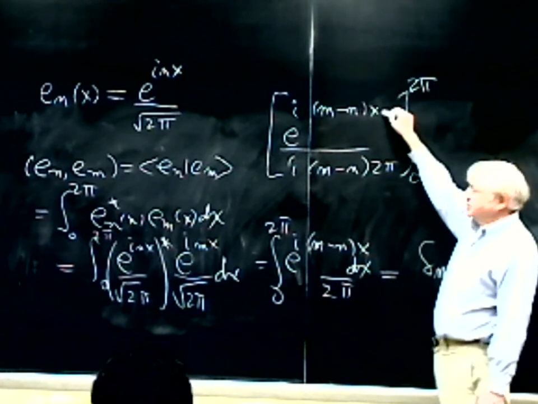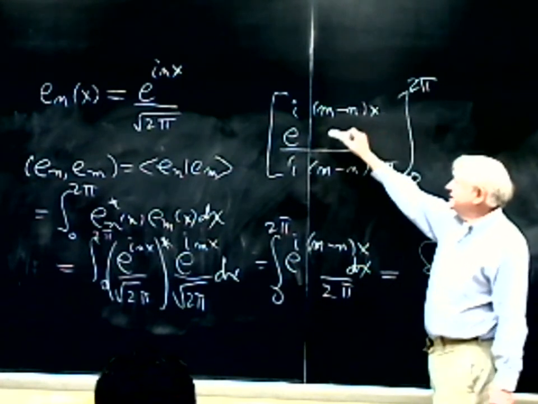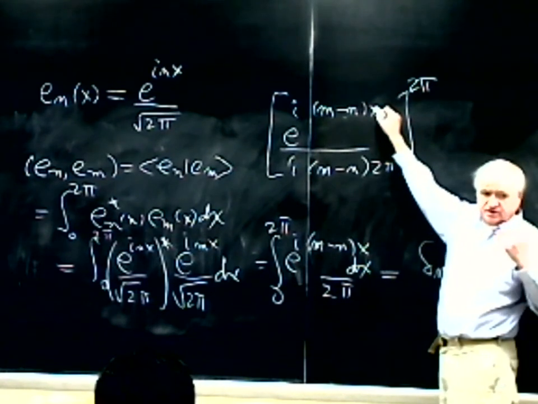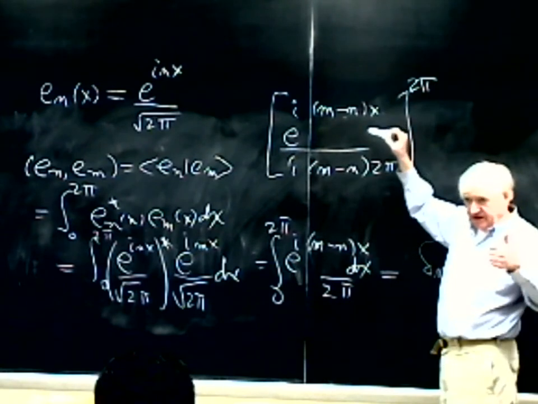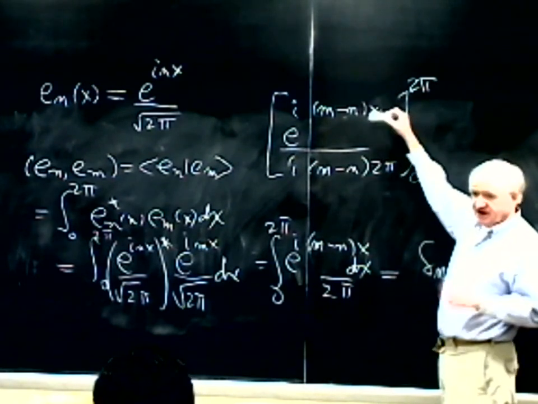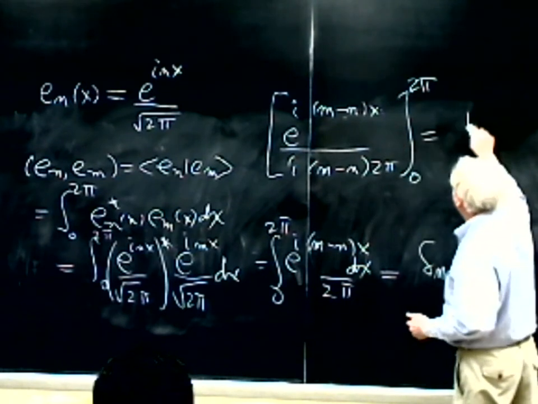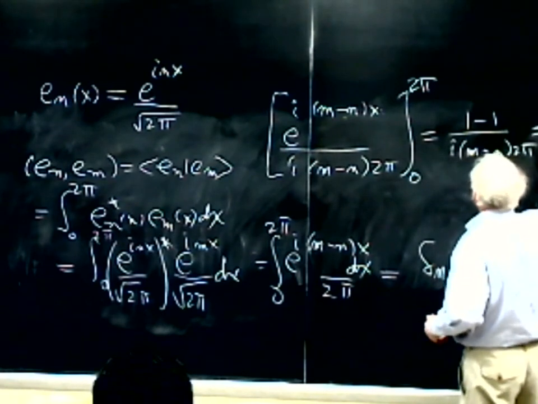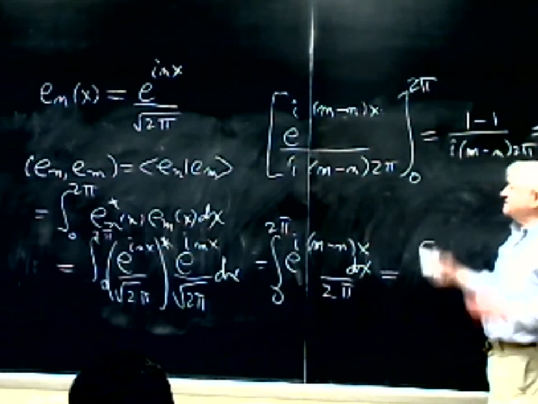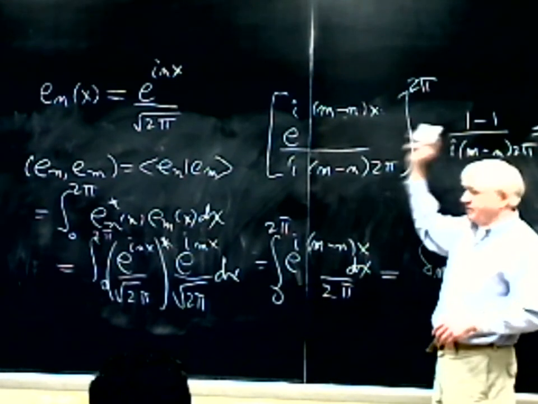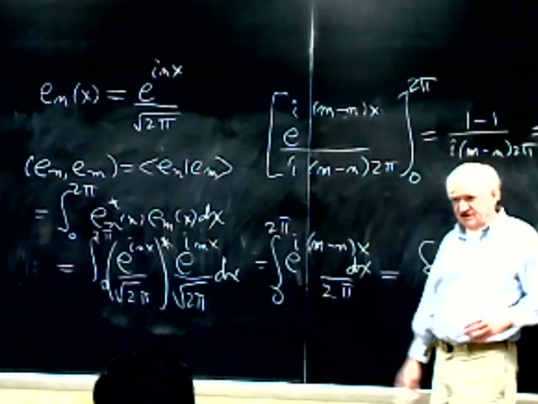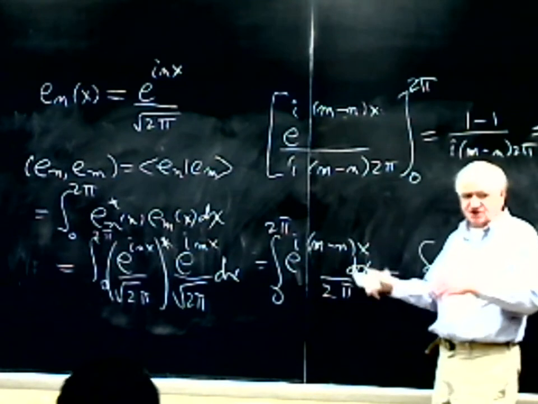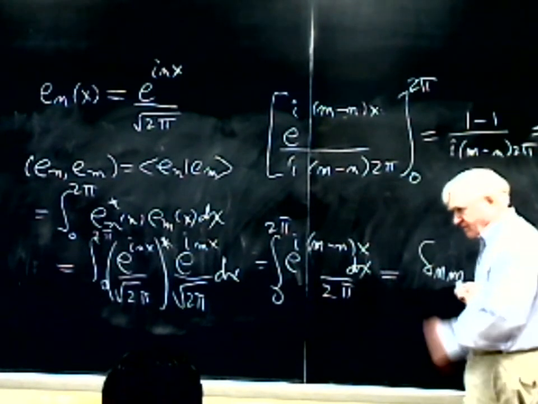But you put x equals 2 pi here, and you get e to the i some integer times 2 pi. But e to any integer times 2 pi is 1. And then you put x equals 0, and you have e to the 0, and that's 1. So this is equal to 1 minus 1 over i (m minus n) 2 pi, which is 0. This doesn't work if m equals n, because then you've got 1 minus 1 over 0, which is undefined. But the case m equals n is the simplest case. It's just 1 over 2 pi integrated from 0 to 2 pi. Okay, so this is the rule. This is what's meant by them being orthonormal.